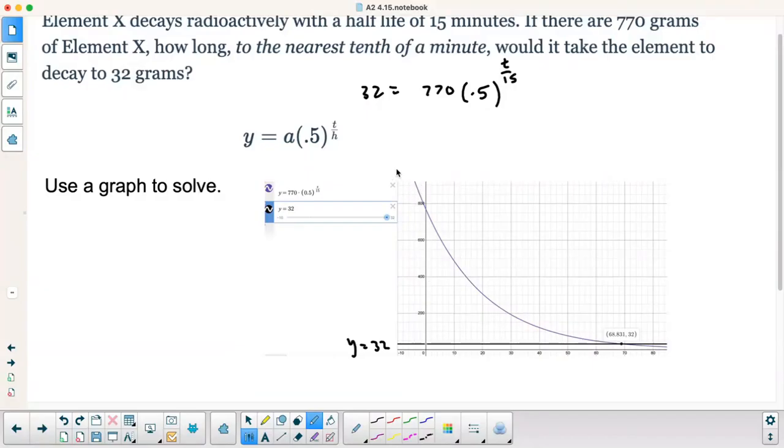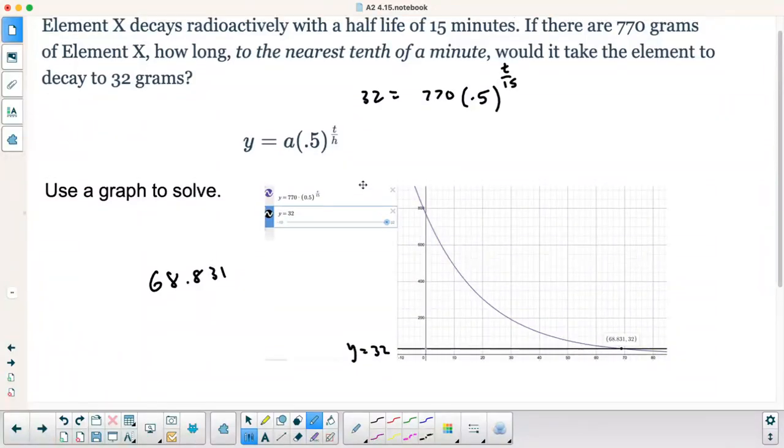And then this here is y equals 770 times 0.5 to the x over 15. And you can see where they intersect, and it's 68.831. And what is it? That's minutes, right? So minutes. Okay.